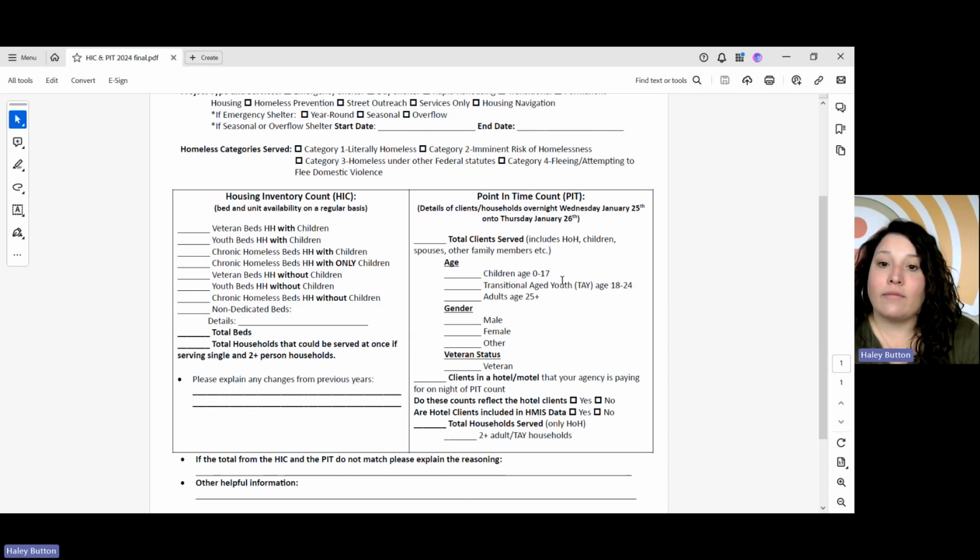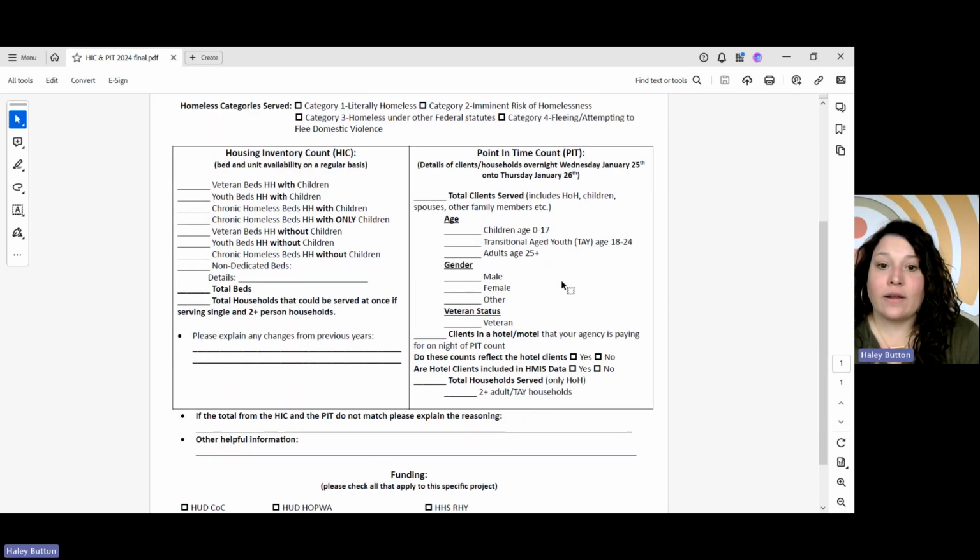And then towards the bottom of the point in time section is including any households. This will help us determine what the makeup of your shelter or your project looks like, and just get a little more details on if there are any two or more adult households, and going from there. That kind of summarizes the situation about the housing inventory and point in time count.